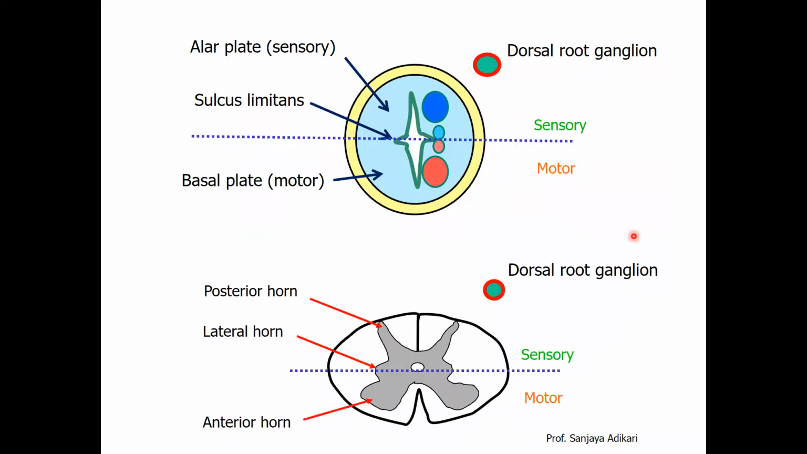And if you compare it with the structure that you learned when you studied the spinal cord, by looking at it you know that it has a posterior horn, lateral horn, and anterior horn. Most probably it's a thoracic spinal segment section that has been drawn here. And the same rule remains: posterior half is sensory, anterior half is motor.